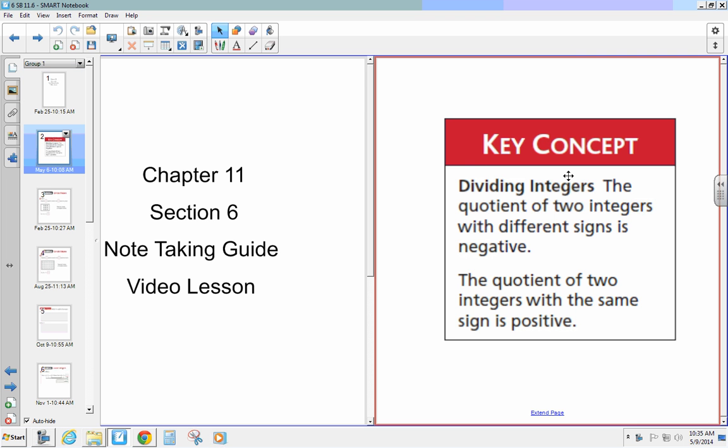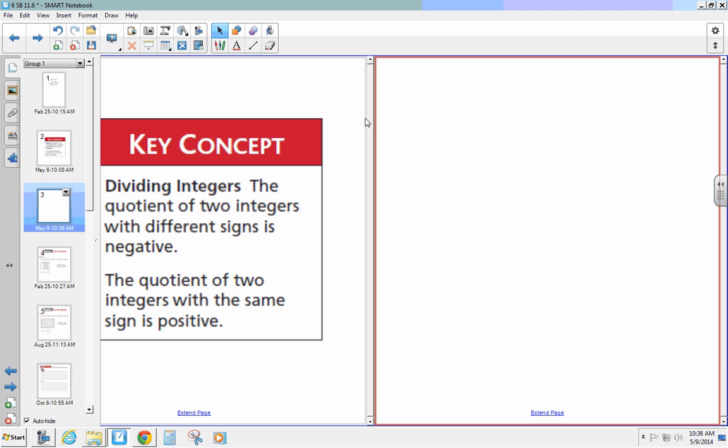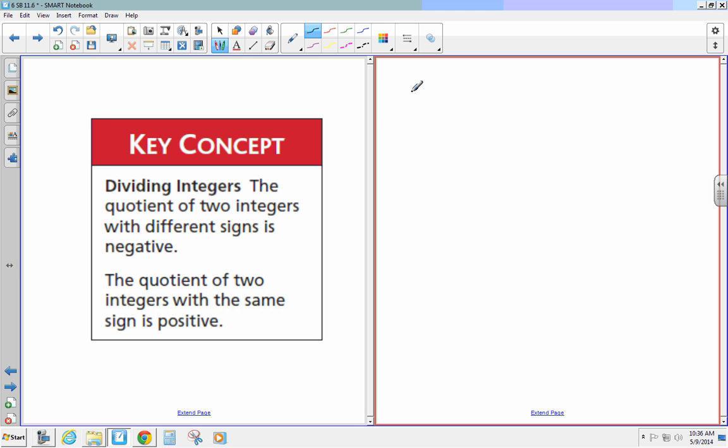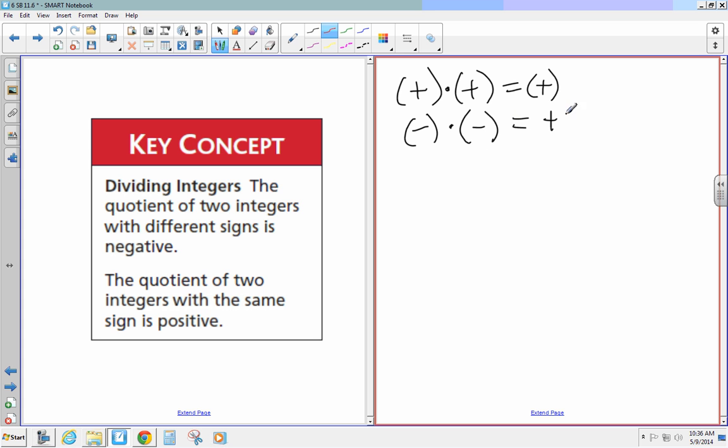Key concept. The quotient of two integers with different signs is negative, and the quotient of two integers with the same sign is positive. What this means is just like multiplication. You should remember from last lesson, a positive times a positive results in a positive. A negative times a negative results in a positive. The two negatives cancel out. So this negative and this negative become both positives. They cancel each other out.